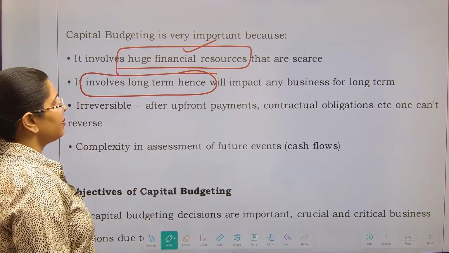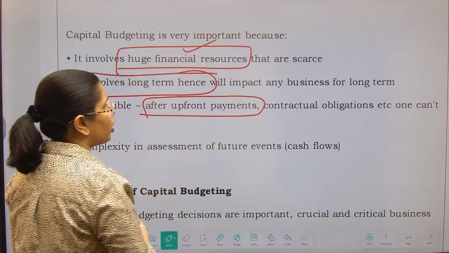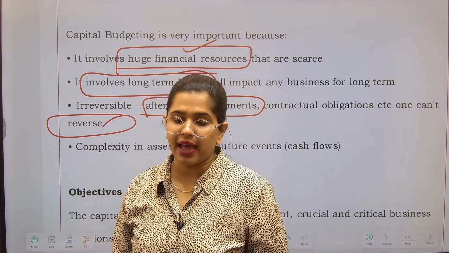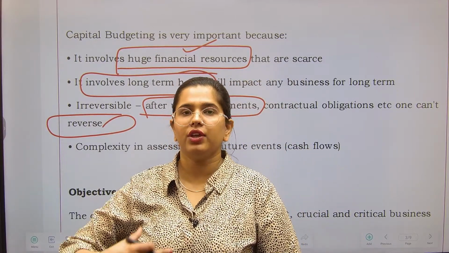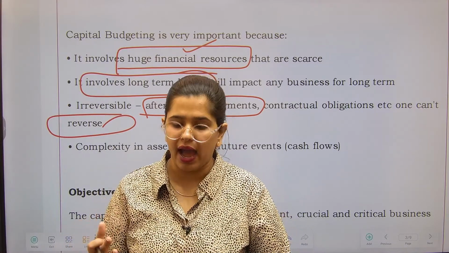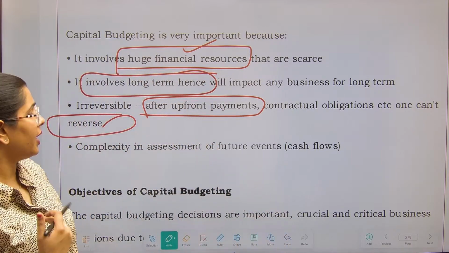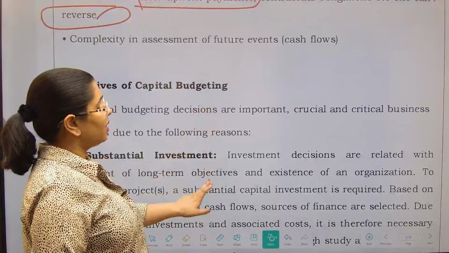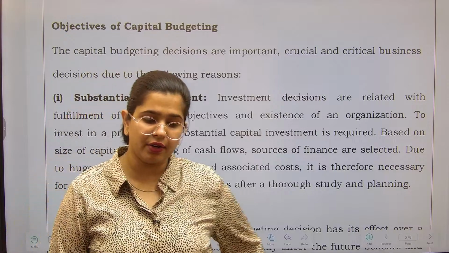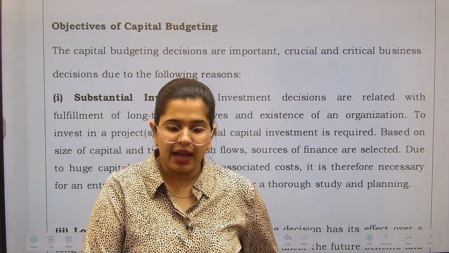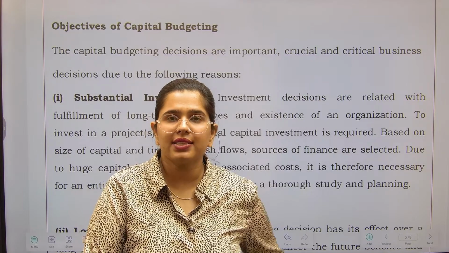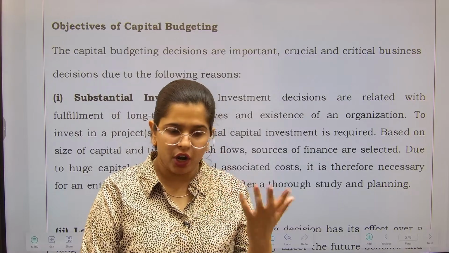Next we have irreversibility after upfront payments, contractual obligations, etc. This cannot be reversed. The decision once made cannot be taken back, and that is why it is very much required that whenever you make a decision, you make it on the basis of all the prudence that you have. Next is complexity in the assessment of future events. Right now I am assessing that this particular highway project is going to give us a toll earning of 100 crores every year, right? That is my assessment. But after the construction, we got to know that 100 crores is an overestimated figure, and actually we will not be able to recover that much.